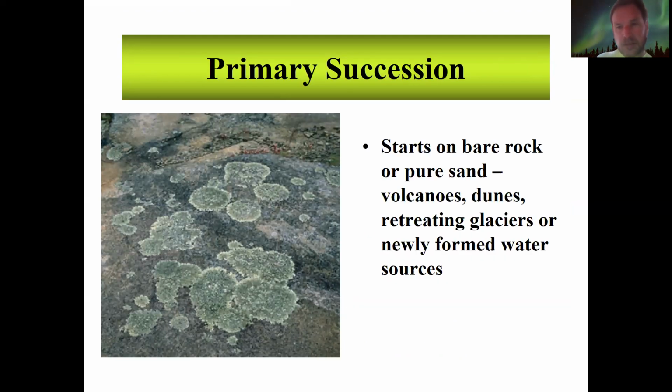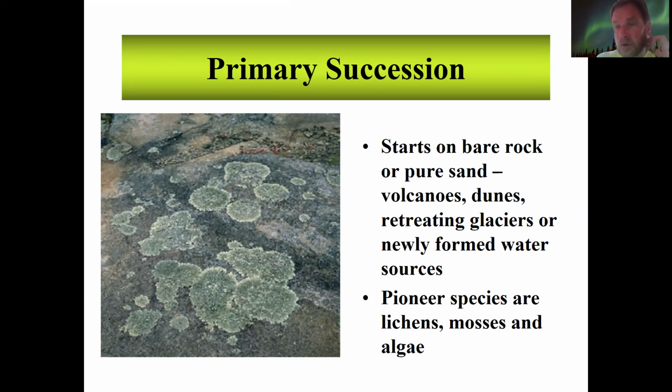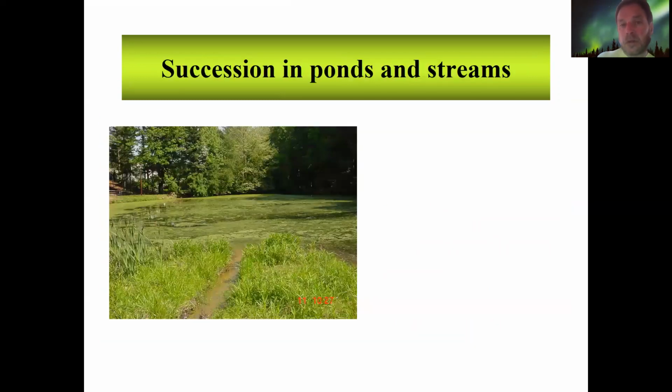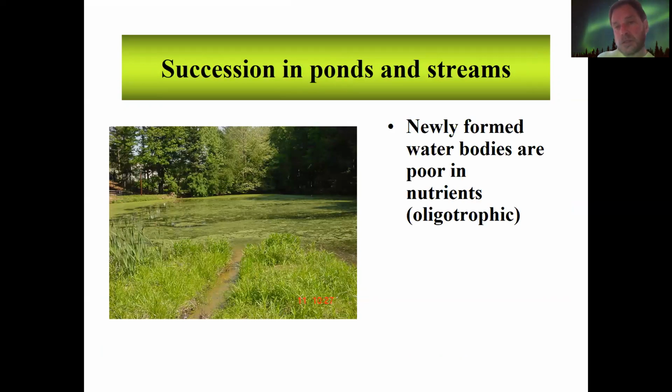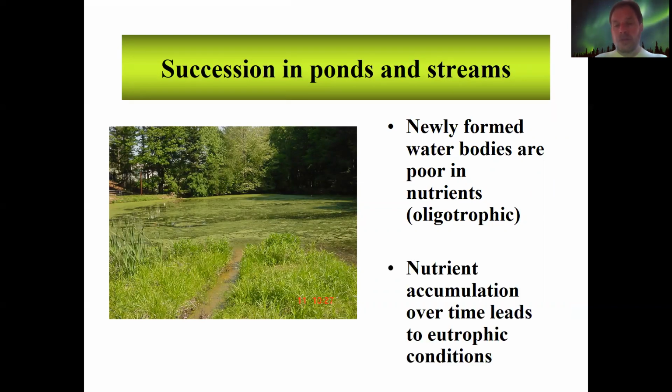So primary succession starts on rock, sand, volcanoes, dunes, retreating glaciers. What are the pioneers? Lichens, mosses, algae. In ponds, you can have newly formed waters that are poor in nutrients. They're oligotrophic. Eventually, though, they'll fill in, and succession leads to a pond teeming with algae. These are called eutrophic conditions, rich in nutrients.